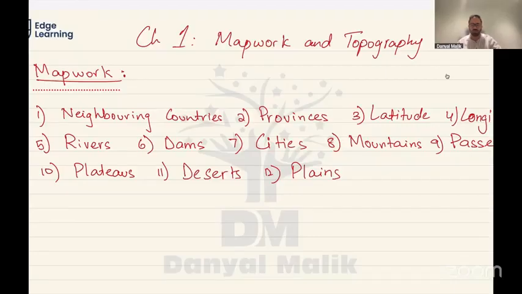Neighboring countries, provinces, latitude, longitude, rivers, dams, cities, mountains, passes, plateaus, then deserts, and then plains. So now I will teach you all the 12 map work things.